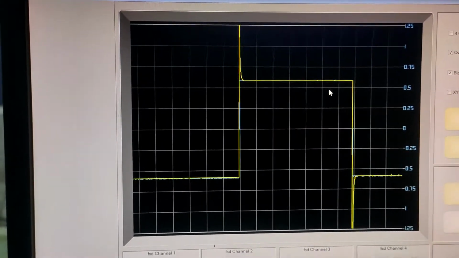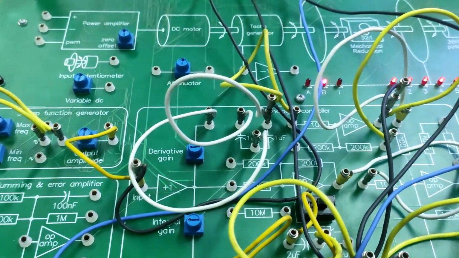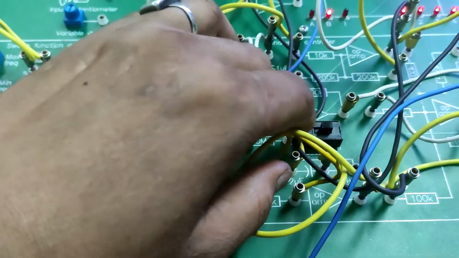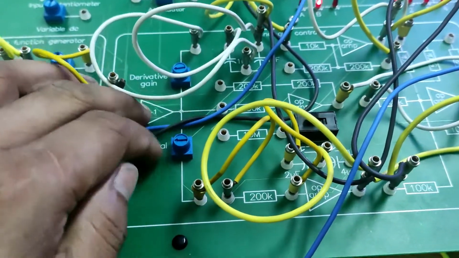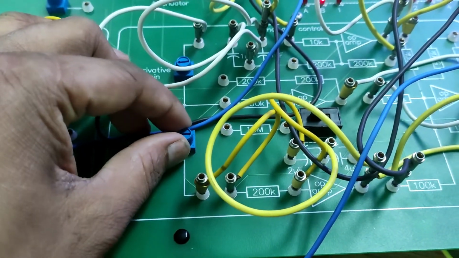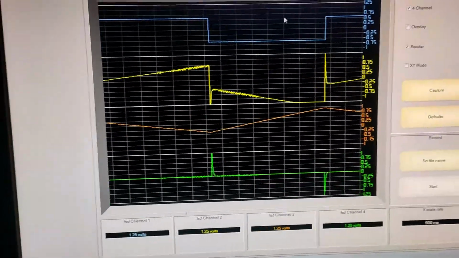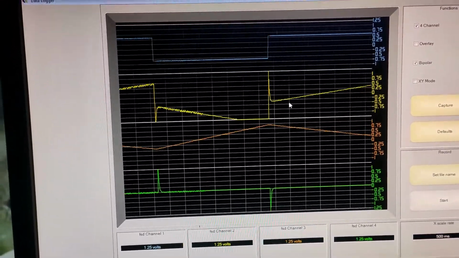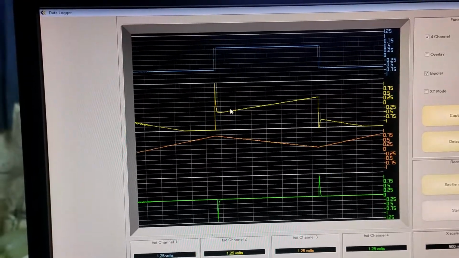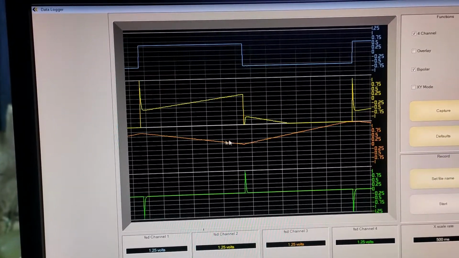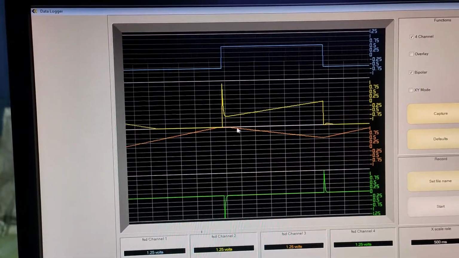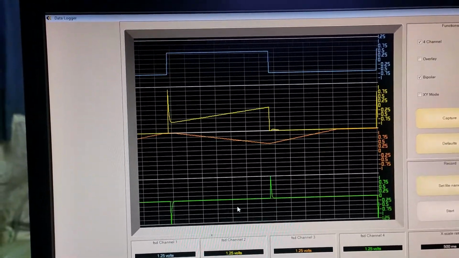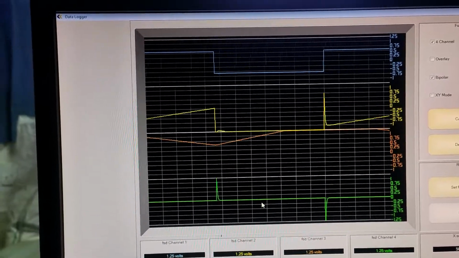Now we are going to switch on the integrator by switching on this capacitor switch. This is the integral gain. Now we are adjusting to a little gain, and see the effect. The first one is the input signal. This is the combination signal of PID now, and this is the I signal, the integration of the square wave, which is triangular. And this is the D controller signal.